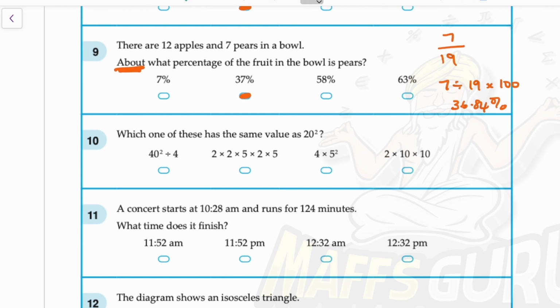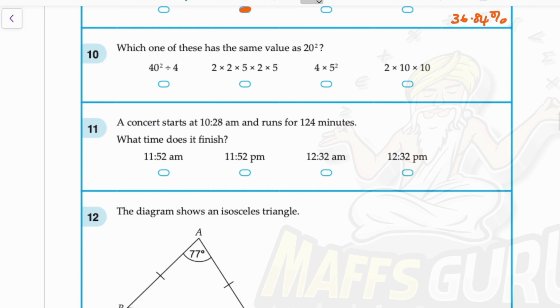Which one of these has the same value as 20 squared? Again, 20 squared is the same as 20 times 20. Now again, there's lots of ways of doing this. You could put each of these in your calculator and work it out. And to be honest with you, that's probably what I would do. 20 times 20 is 400. We're looking for something that's the same as 400.